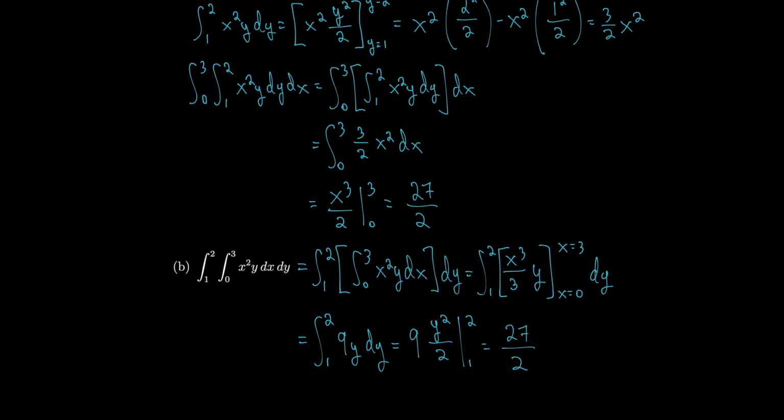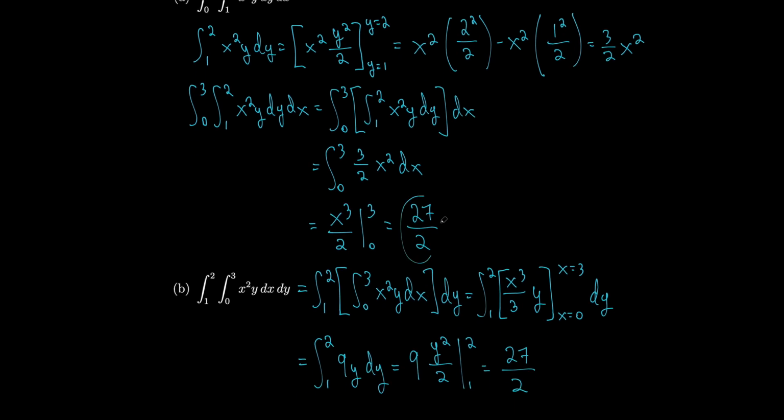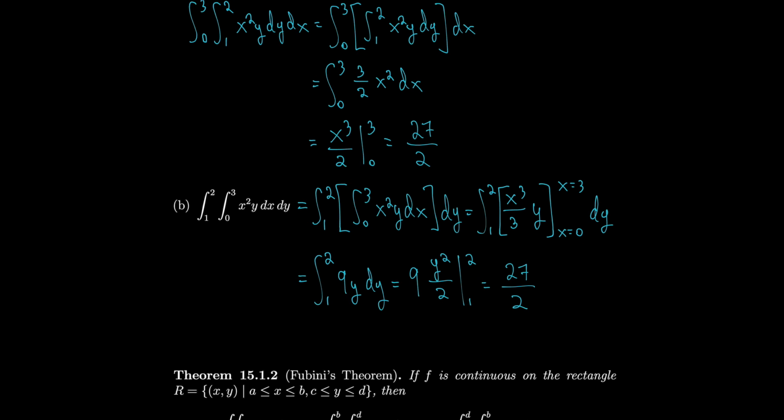So this was kind of cool. It didn't matter whether I went from x to y or y to x. I still got 27 over 2. So maybe there's a theorem, and of course it's a theorem.